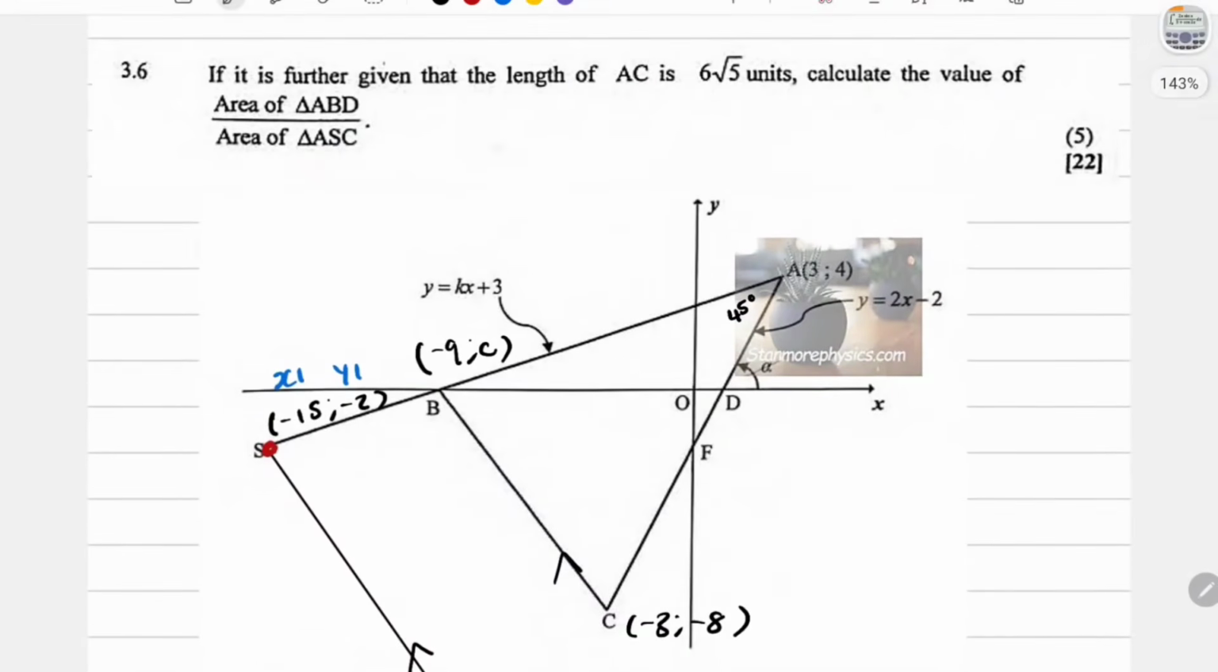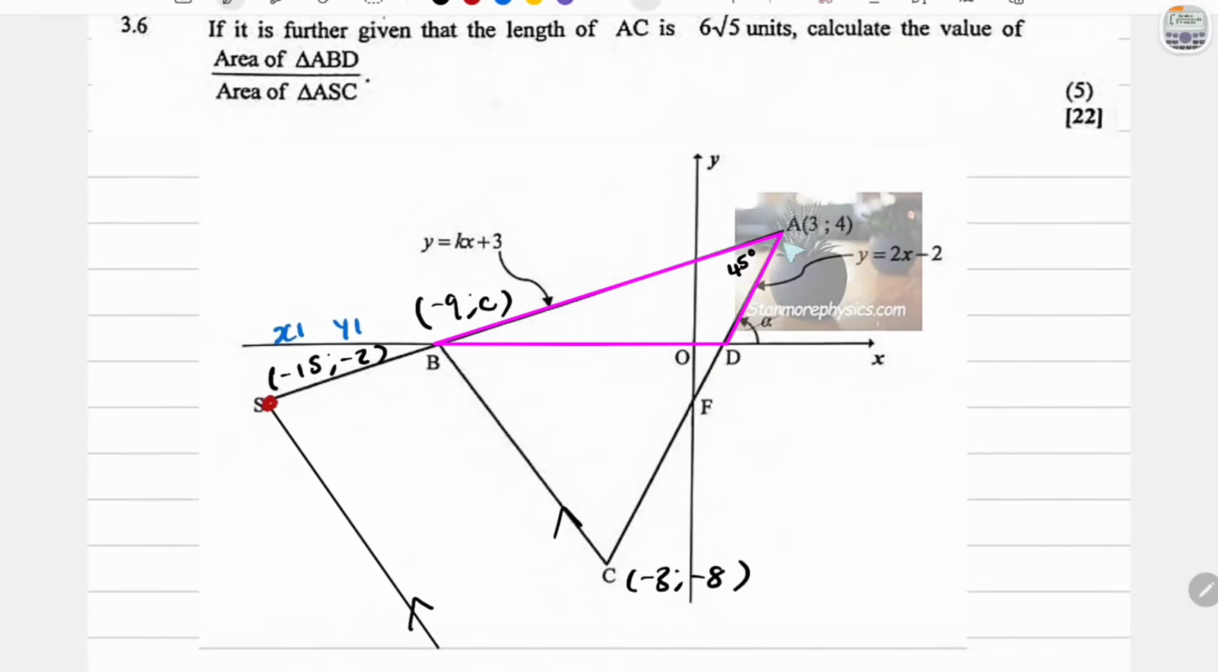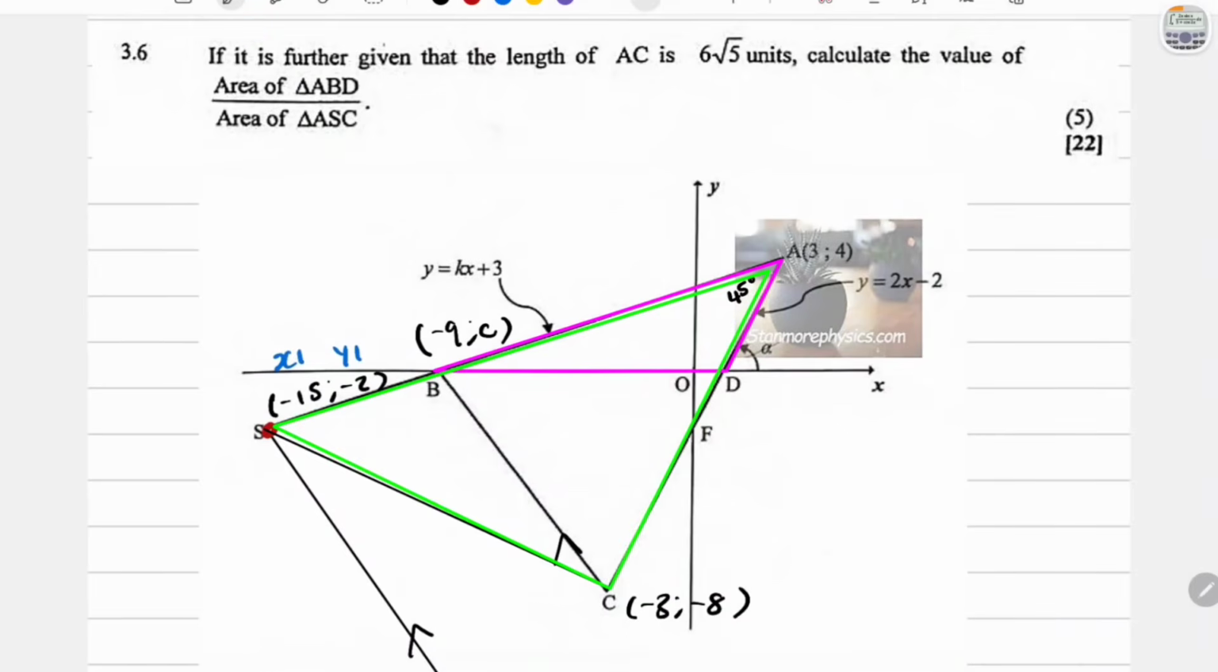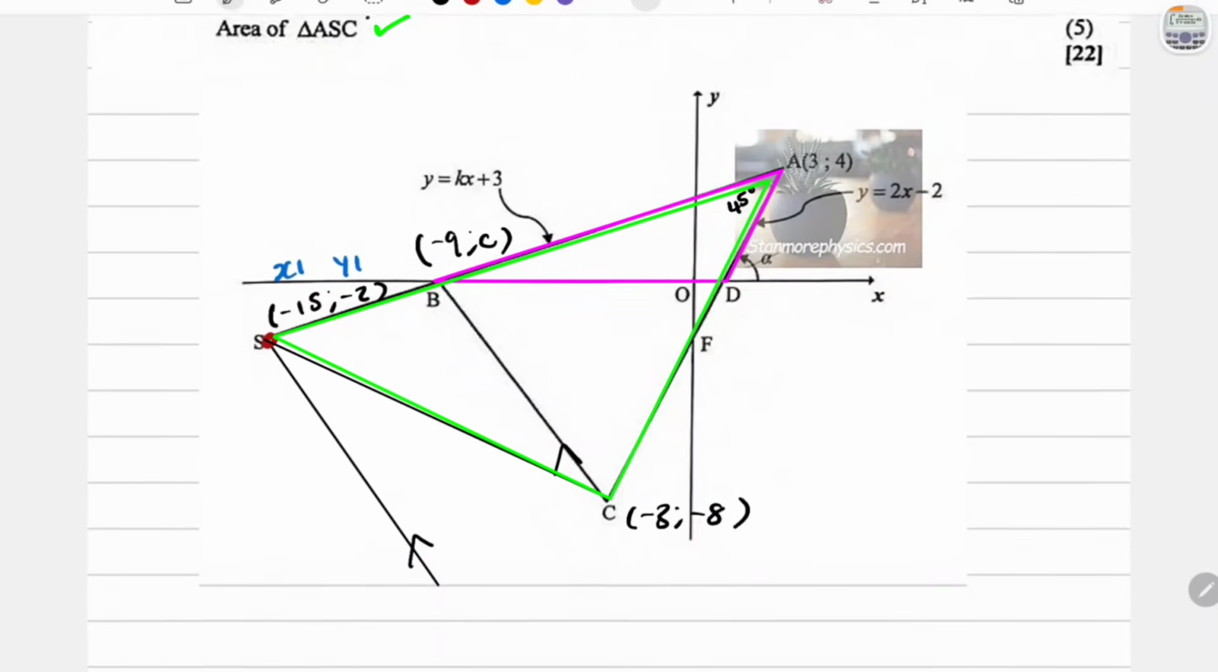Let's just go ahead and see the triangles they're referring to. They say the triangle ABD. So that's ABD. Let me highlight that. And then they spoke about the triangle ASC. You see that we haven't really joined that one yet. So S and C get joined and they form a triangle. Let me highlight that one. As you can see, ASC is the green triangle and ABD is the purple triangle.